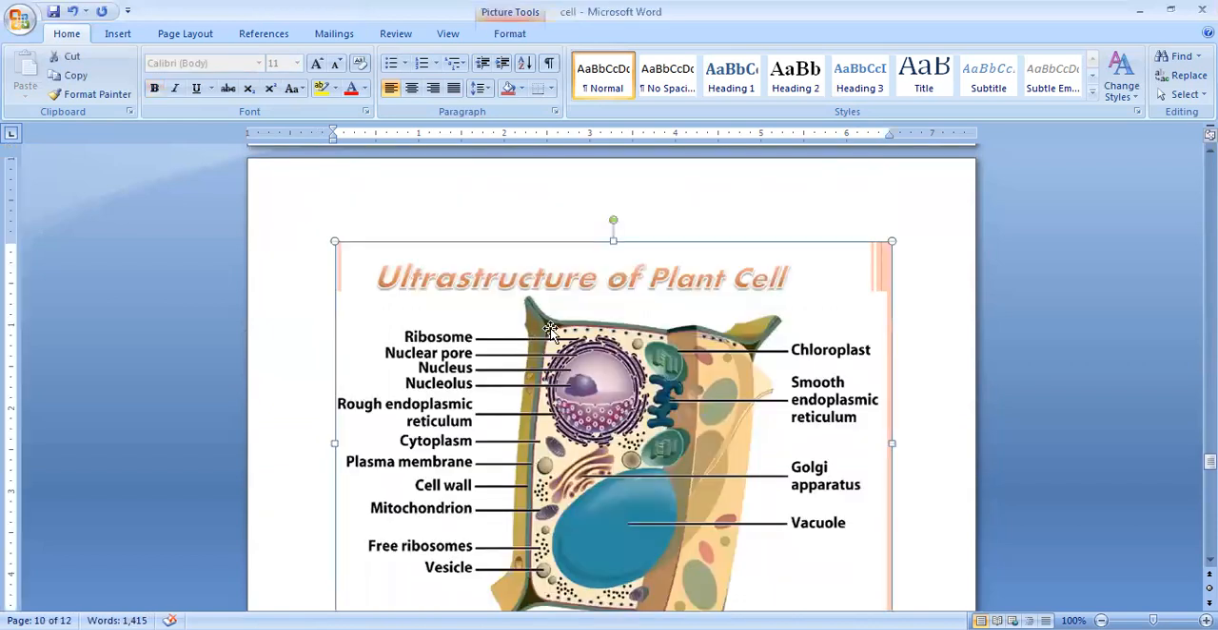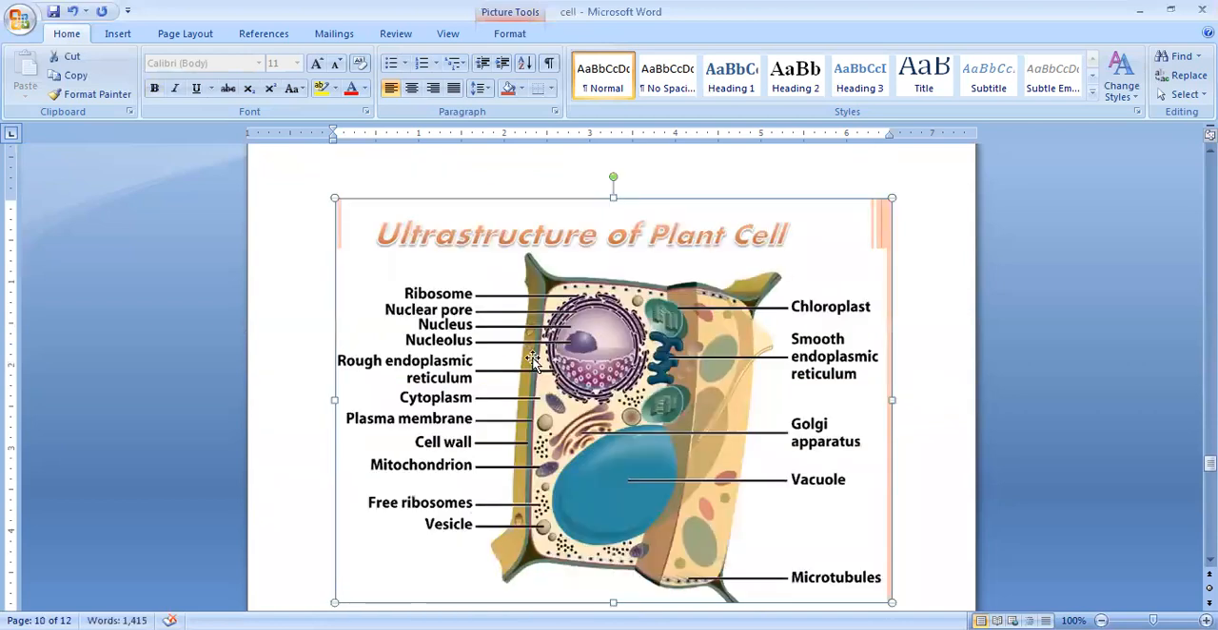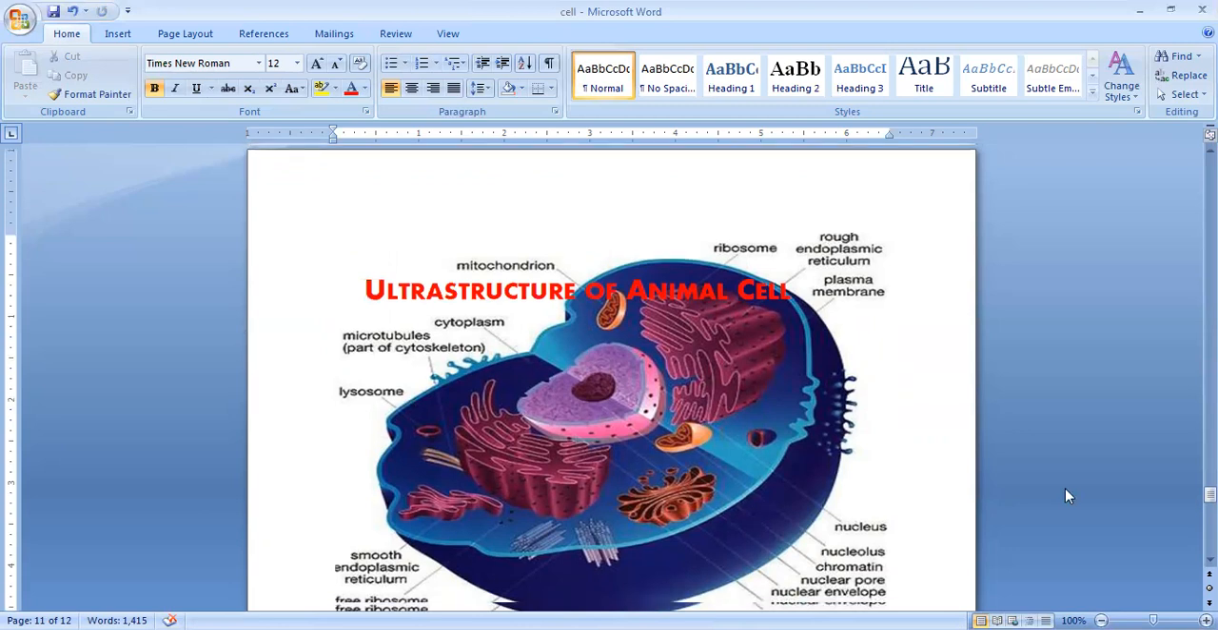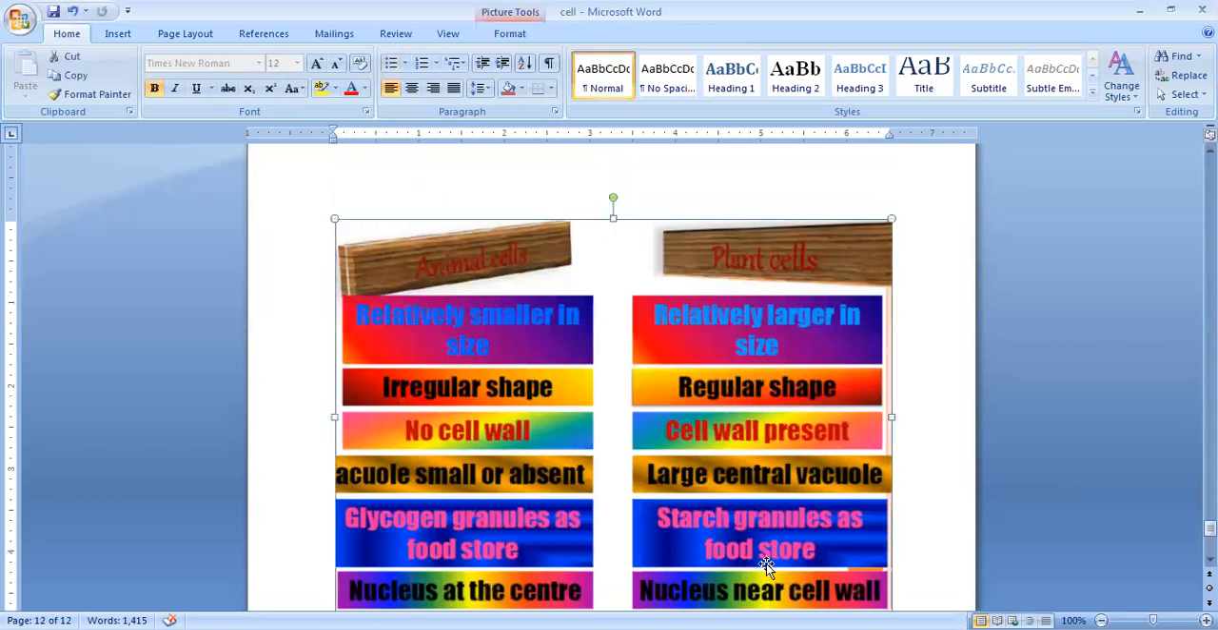Now this is the ultrastructure of a plant cell and an animal cell. Now you can see all the organelles are here. The vacuole is there. The cell wall is characteristic of the plant cell, and the chloroplast. Then this is the animal cell. Here vacuole is absent, cell wall is absent. What extra is present here? Lysosome. Lysosomes are present here. So this is the ultrastructure of the animal cell. And this is the difference which we have studied.